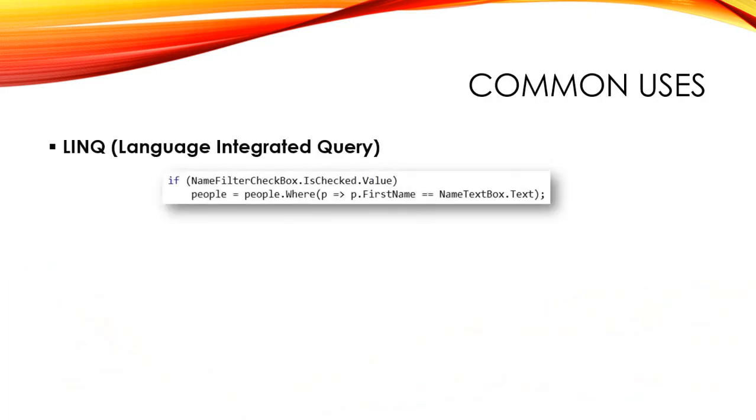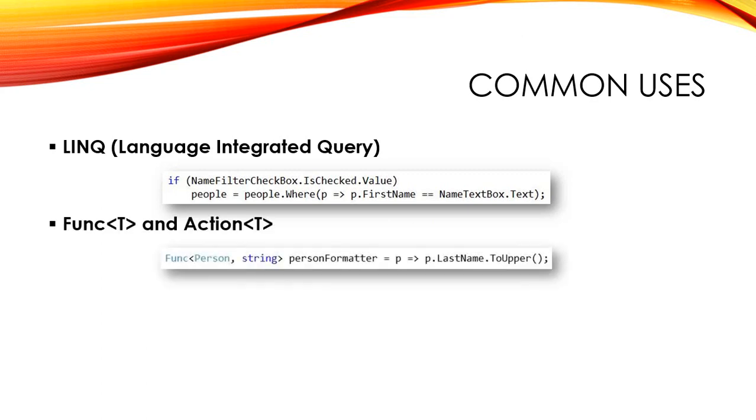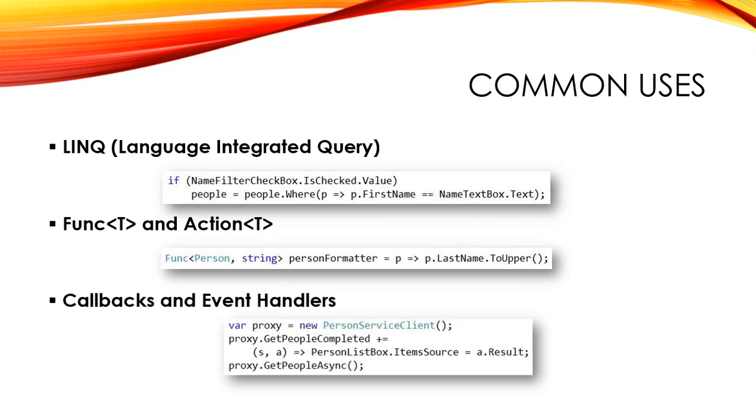Now, we do find Lambda Expressions in a lot of different situations, including LINQ, Language Integrated Query, and again, we'll be spending quite a bit of time on this. We also see them when we're dealing with the built-in delegate types, Func of T and Action of T. If you want some more information on delegates in general and Func specifically, you can check out my other video series, C# Delegates. Another place we see Lambda expressions is in callbacks and event handlers.